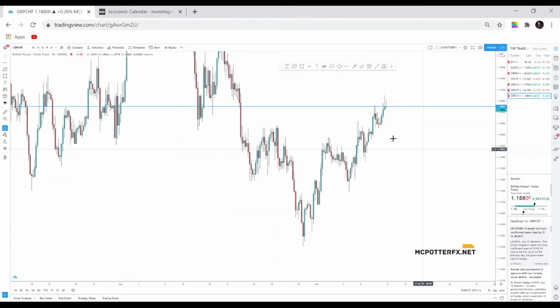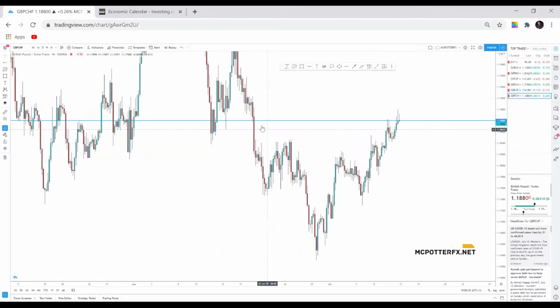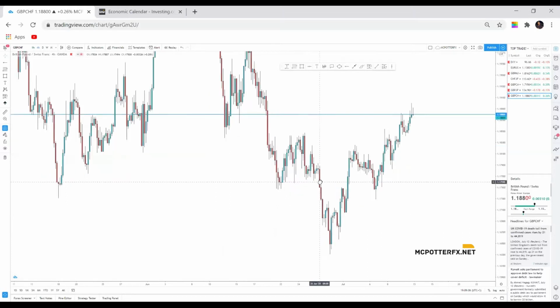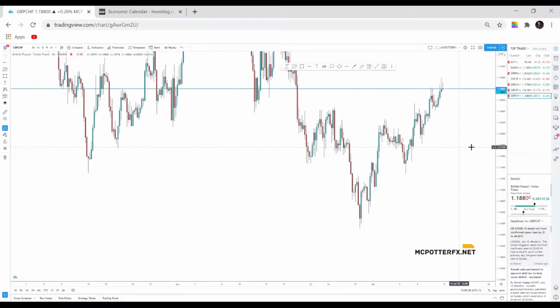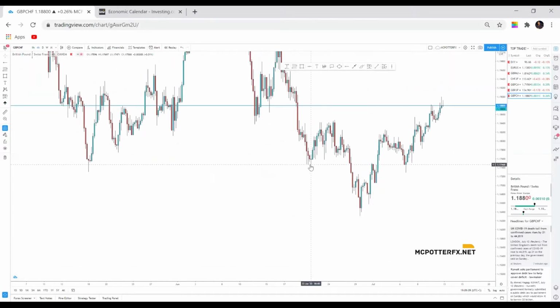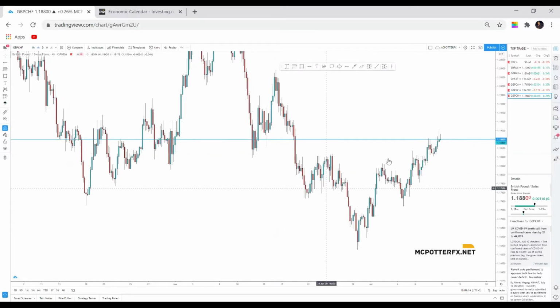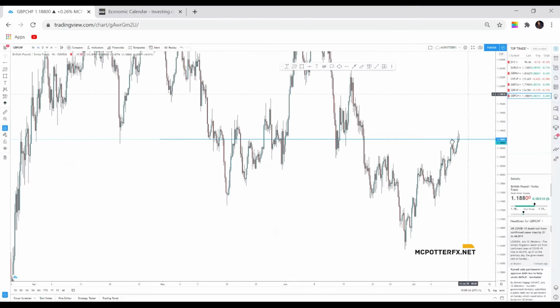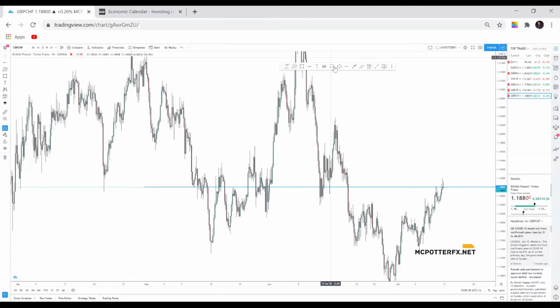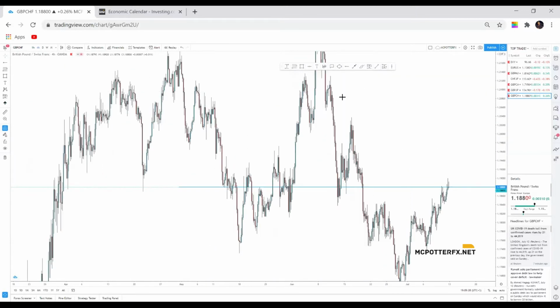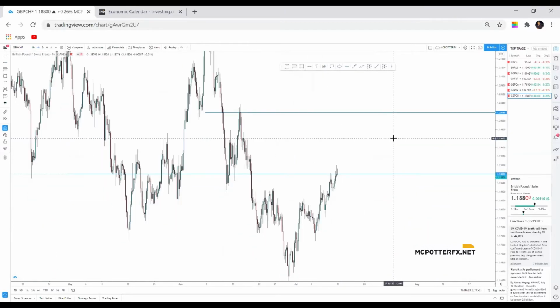Coming into next week, we can also see there is a possible inverse head and shoulders forming. We have the left shoulder, the right shoulder, and the head. This can be our neckline, but also take note that this is another area where you can get high probability setups.